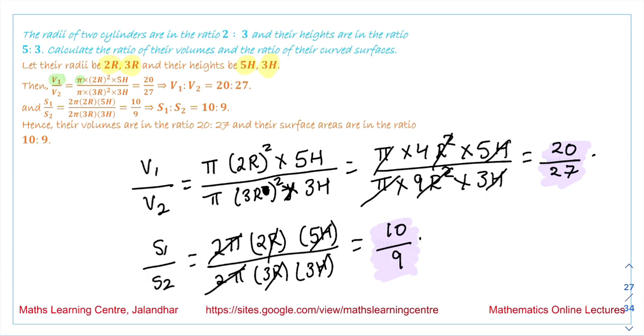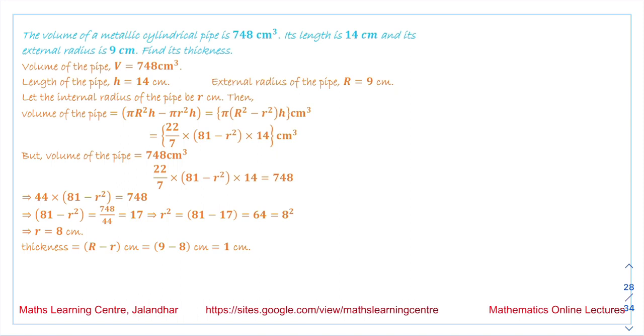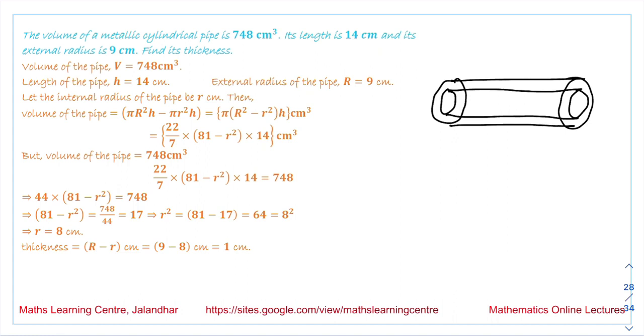10:9. The volume of the metallic cylindrical pipe is 748 cm³. Its length is 14 cm and its external radius is 9 cm. We have to find the thickness. So what is given to us is that a pipe is there and the volume of this pipe is given to us. Its length is given to be 14 cm and its external radius is 9 cm.